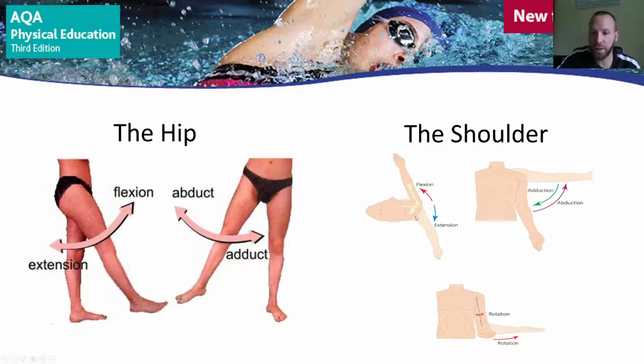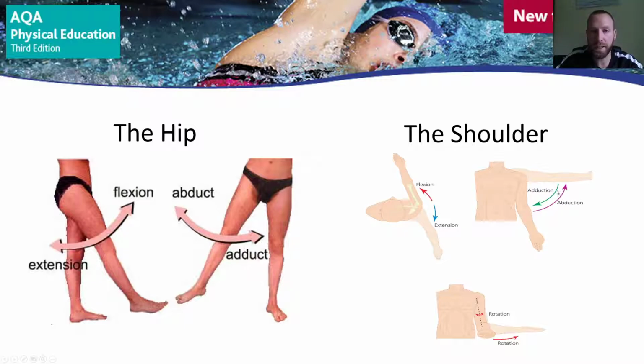Flexion, you can see this bird's eye view of the person here. Flexion, you're closing the angle of the joint, so moving the arm forward. You can see the angles being closed in here. And extension, moving the arm back. You're making the angle bigger, right? Extending at the shoulder, right?